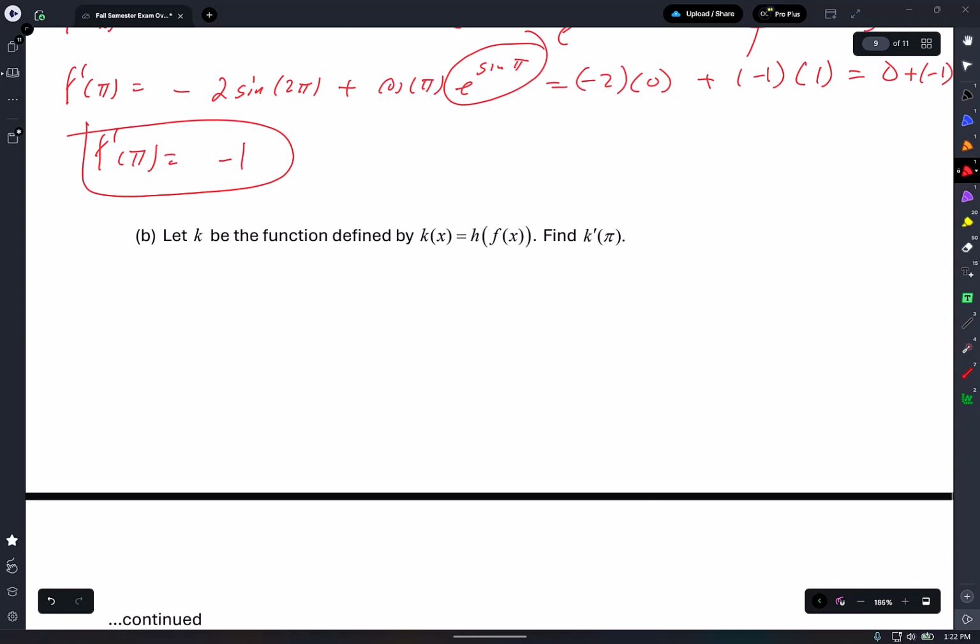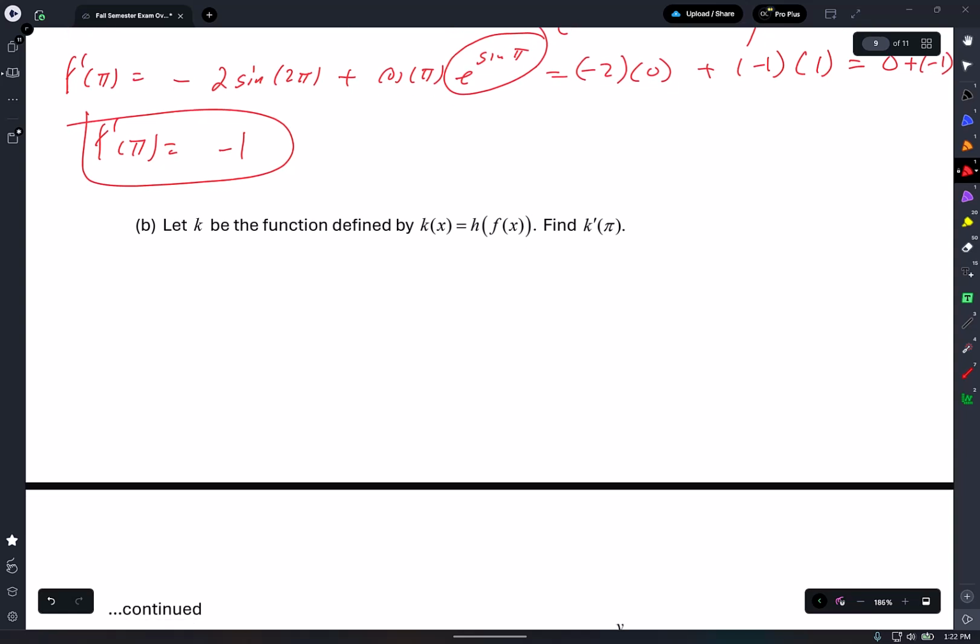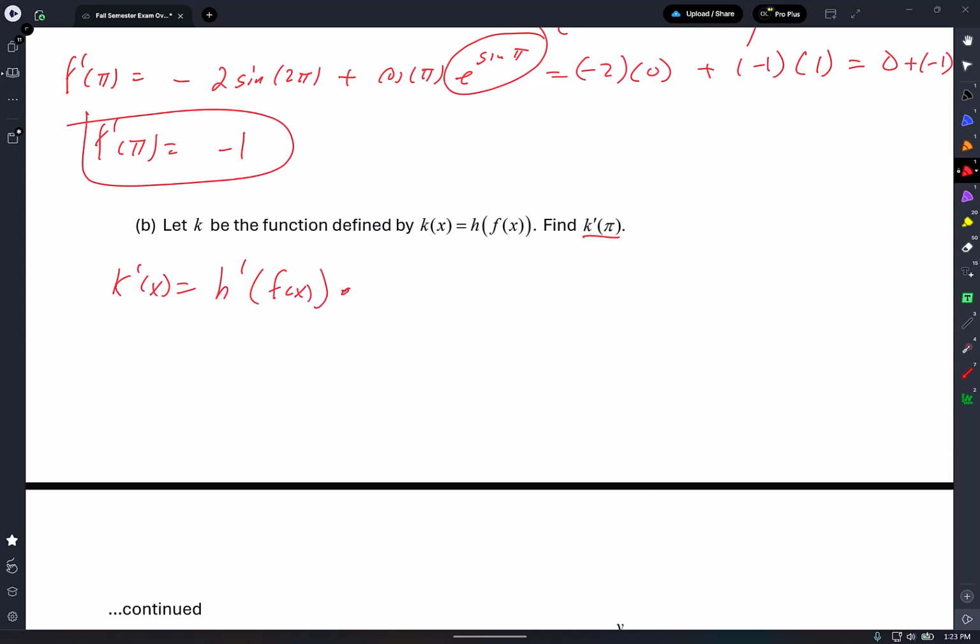All right, letter B. Let k be the function defined by, and then they tell me what is defined. I'm just going to take a derivative. It says find k prime of pi. So k prime of x, so it's just chain rule. So derivative of the outside, leave the inside alone, f of x, times derivative of the inside. There it is. I'm going to plug in a pi. So k prime of pi equals h prime of f of pi times f prime of pi.